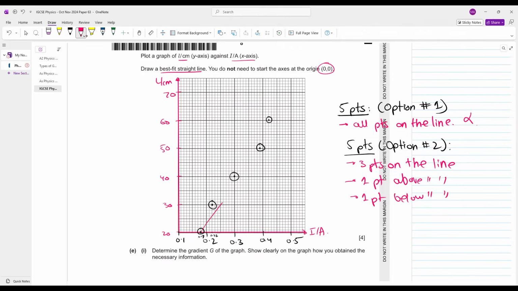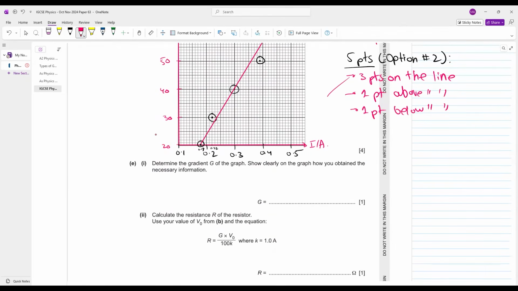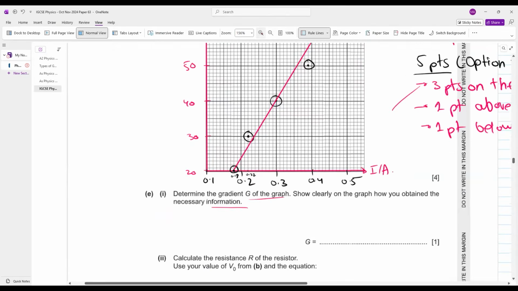Is this even possible? Let's see. Yeah, this is possible. Can you realize 3 points on the line, 1 point below, 1 point above? Perfect line of best fit has been drawn. Okay. Calculate the gradient of the graph, show clearly on the graph how you obtained the necessary information. अच्छा जी, necessary information हमने कैसे grab करनी है?